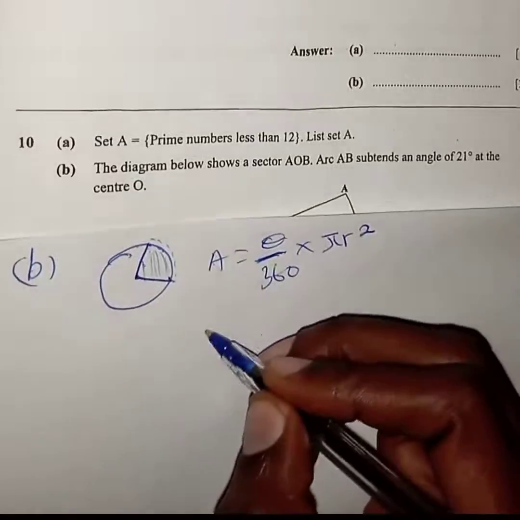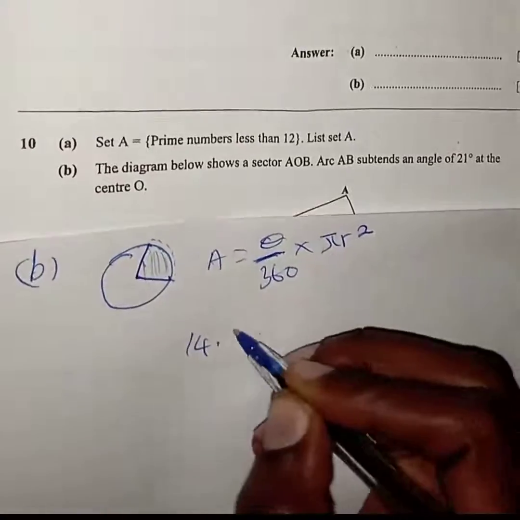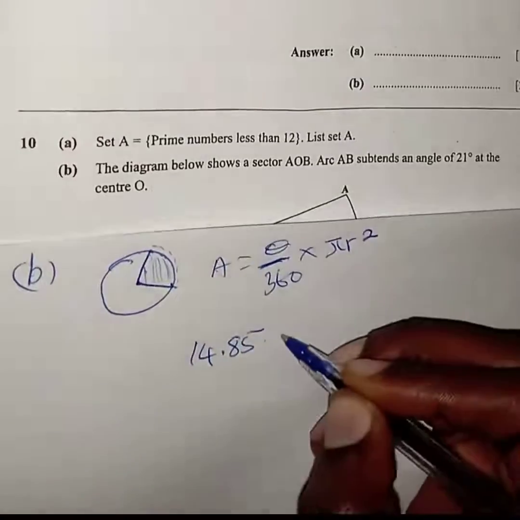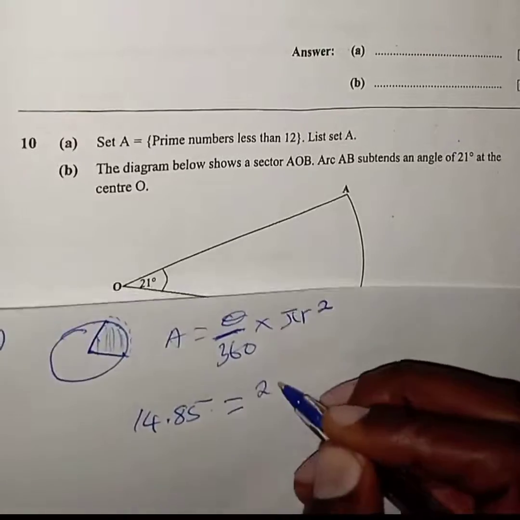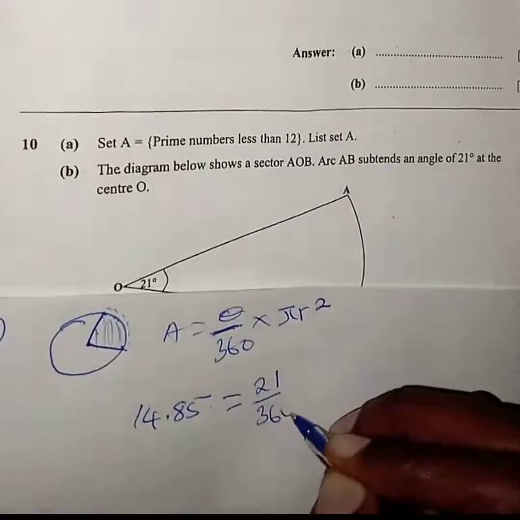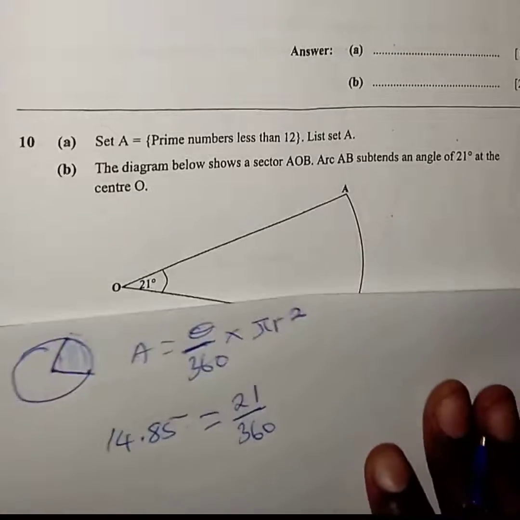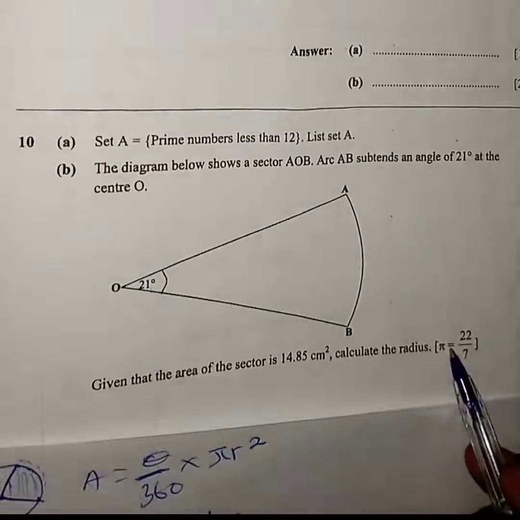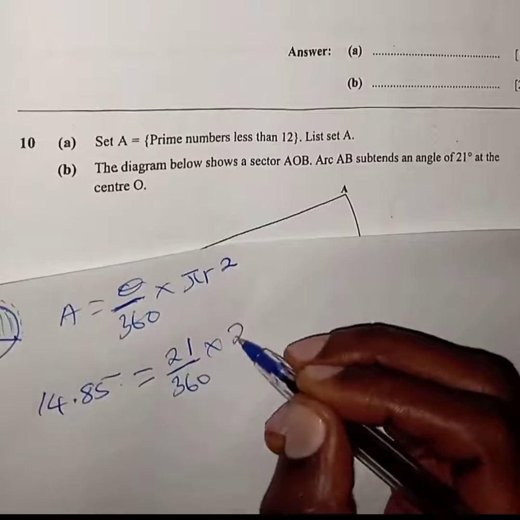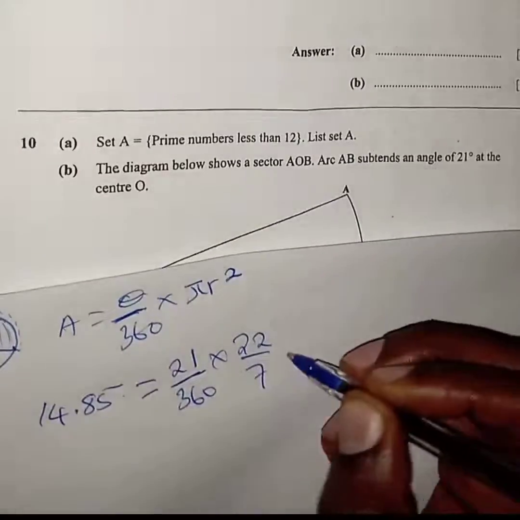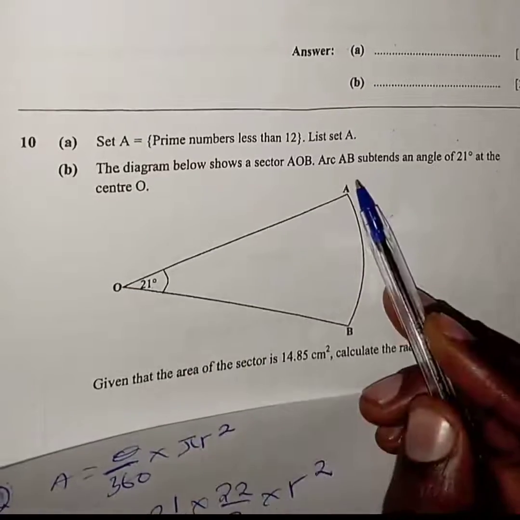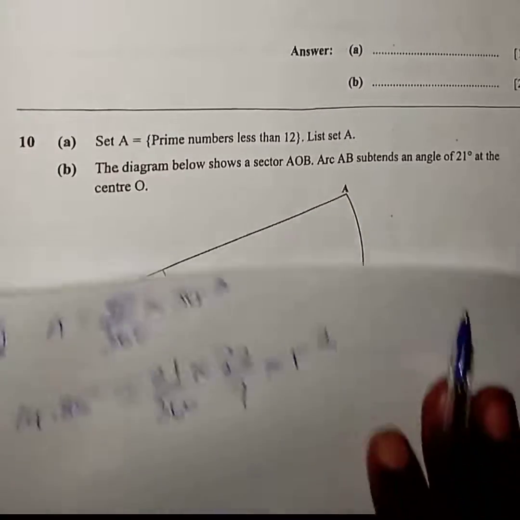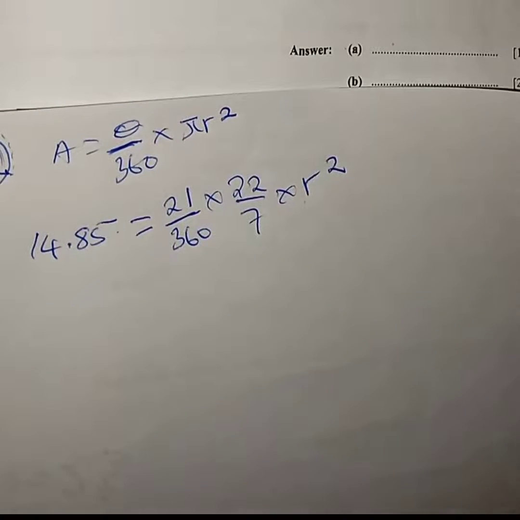We put it on area. 14.85 is equal to the angle, which was also given, 21 degrees over 360 degrees times pi, which was given as 22/7, times radius. We don't know the radius, from here up to here, same as from here up to here, we don't know. So since this is paper 1, we must be able to reduce.